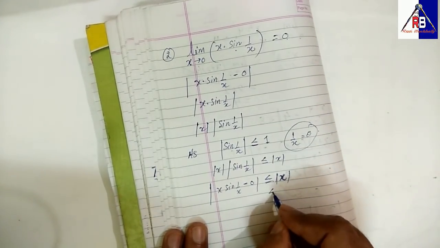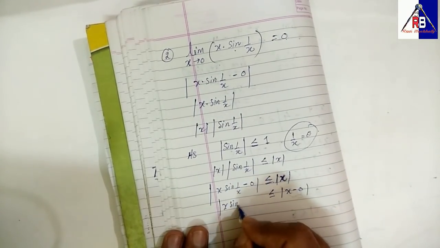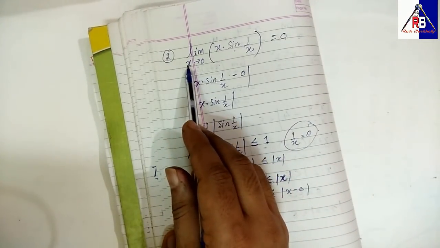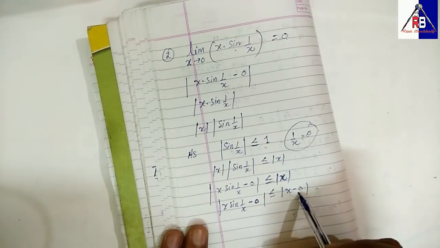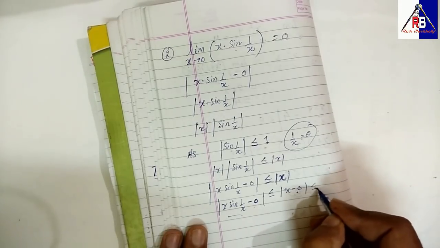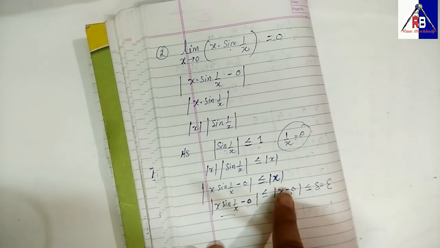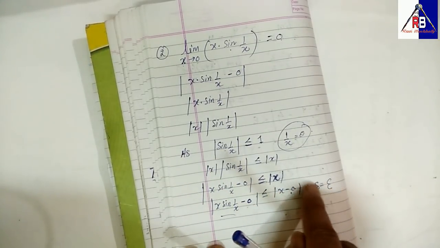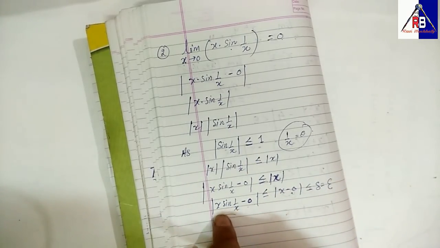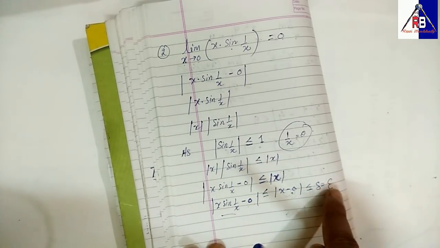Now, can we write this modulus x as modulus x minus 0? You might be asking why. Most of you might have got it, because it will make it x minus c, and this is f(x) minus L. Now if we take some delta here which is equal to epsilon, then modulus x minus c is less than or equal to delta, which is equal to epsilon, and modulus f(x) minus L is also less than this epsilon.